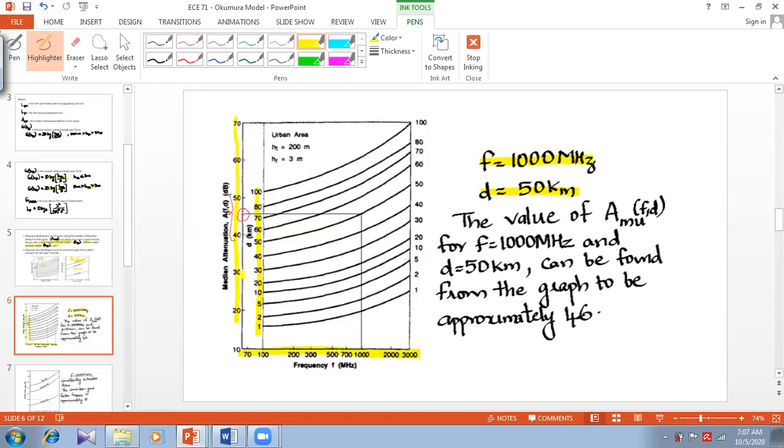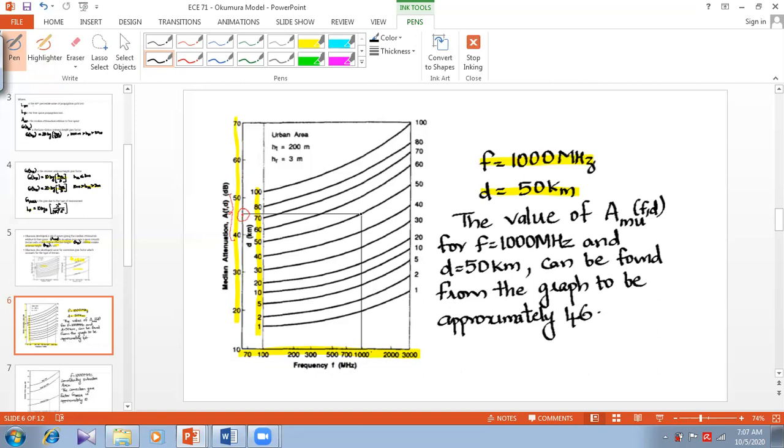Now, as I told you, here we are considering a frequency of 1000 megahertz. So let me come here. 1000 megahertz is this point, so I take it up. I see which is the curve corresponding to 50 kilometers, because the separation distance which we have considered here is 50 kilometers. So for 50 kilometers, the curve goes here, and this is the point where the 1000 megahertz frequency line would meet the 50 kilometer curve given by Okumura.